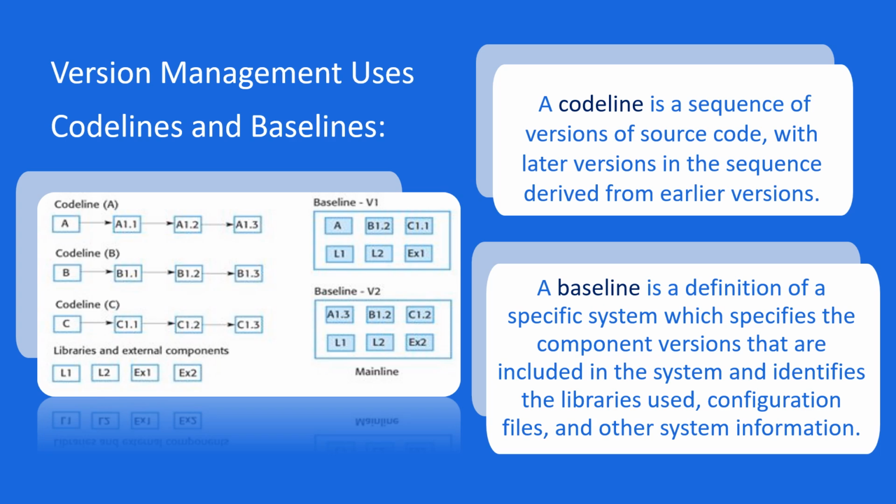The baseline specifies the component versions that are included in the system and identifies the libraries used, configuration files, and other system information. In the figure to the left, we can see that different baselines use different versions of the components from each code line. In the diagram, the shaded boxes represent components in the baseline definition to indicate that these are actually references to components in a code line. The main line is a sequence of system versions developed from an original baseline.